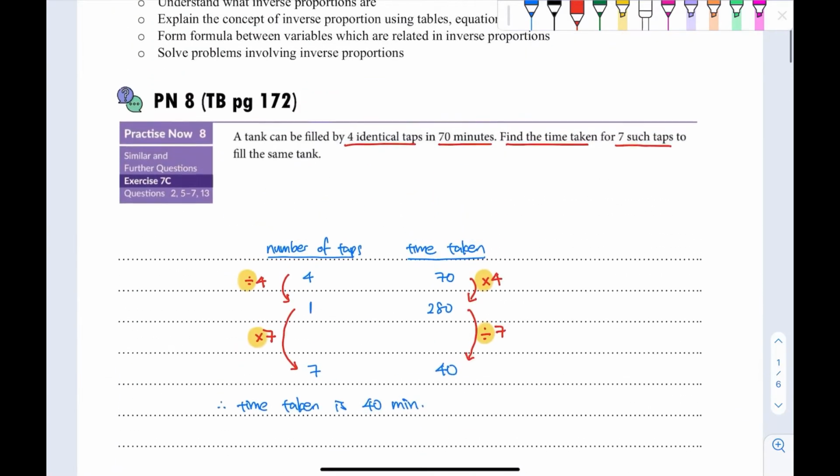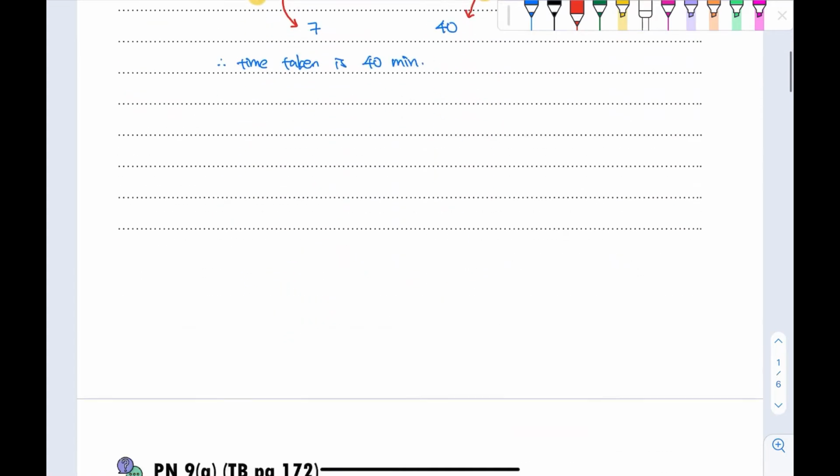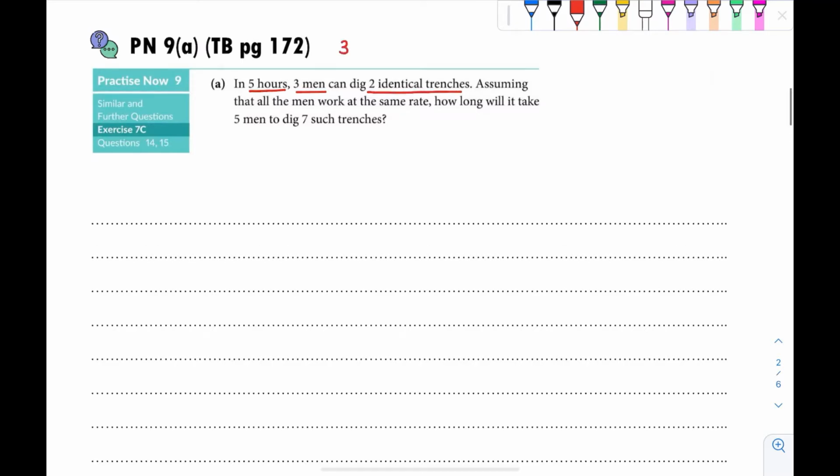In practice now 8, notice that we have two quantities in discussion, which is the number of taps and the time taken. So there are only 2 quantities over here, or rather 2 variables, 2 things that will change. But in this case, we have the time, 5 hours, we have the number of men, 3 men, and we have the number of trenches. So in this case, there are 3 quantities, or we can say that there are 3 variables. So there are slight differences between practice now 8 and practice now 9.